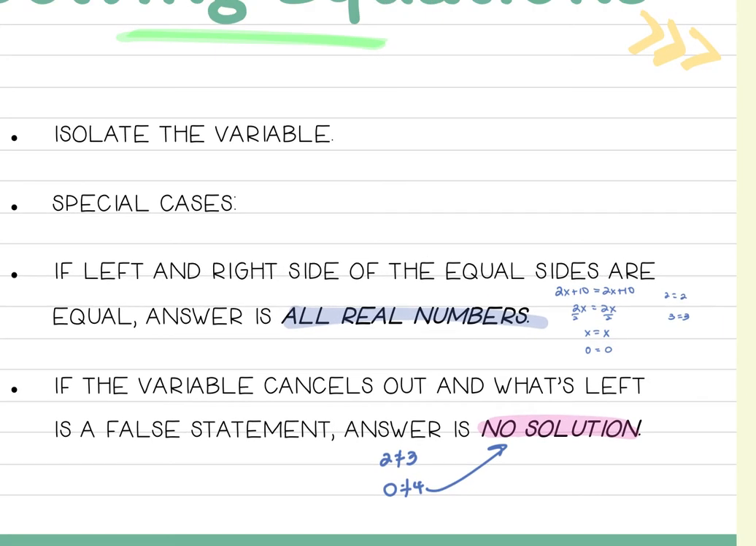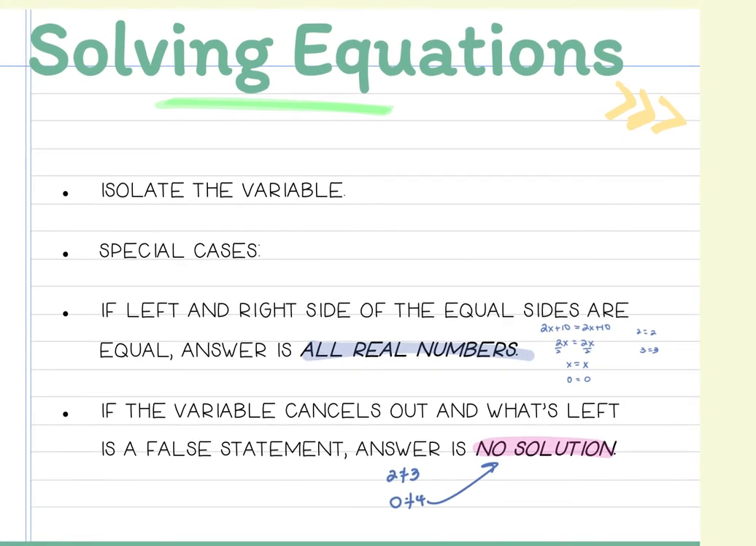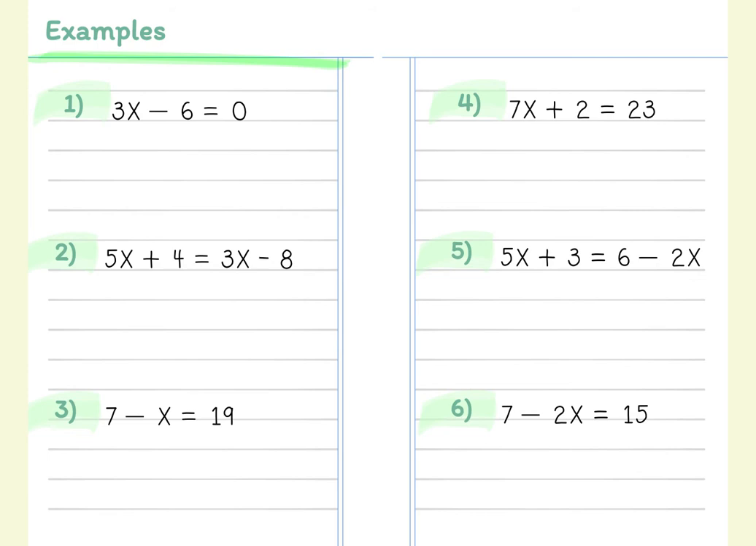Other than that, you're going to solve them, and you can get whole numbers, fractions, negative numbers, decimals, all different kinds of numbers. But as long as you can solve it and it's not one of those cases, you'll get to your answer. At this point, you should only have one answer. Eventually when we get to quadratics, you can have more than one answer, but for right now, you have just one answer. All right, so we practice.